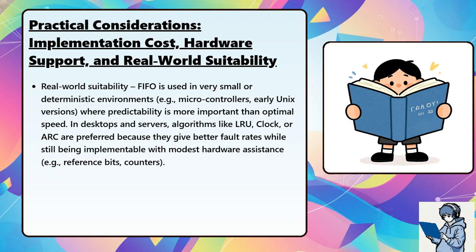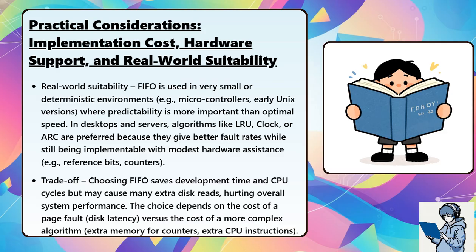Real-world suitability: FIFO is used in very small or deterministic environments such as microcontrollers and early Unix versions, where predictability is more important than optimal speed. In desktops and servers, algorithms like LRU, clock or ARC are preferred because they give better fault rates while still being implementable with modest hardware assistance, such as reference bits and counters. Trade-off: choosing FIFO saves development time and CPU cycles, but may cause many extra disk reads, hurting overall system performance. The choice depends on the cost of a page fault, disk latency, versus the cost of a more complex algorithm, such as extra memory for counters and extra CPU instructions.